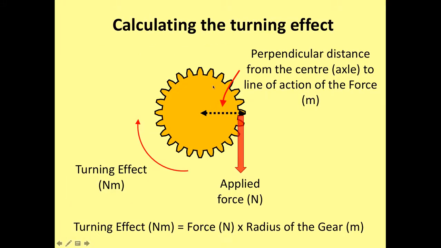Now the turning effect. Here we have an example of a gear, and the gear is either supplying a force here or having a force applied to it here, it doesn't matter. But the turning effect, of course, is the size of the force times the perpendicular distance of the line of action from the pivot. And the pivot, of course, is where the axle runs through. This is what the turning is happening around. So it is the size of the force times the radius of the gear. That's your turning effect for a gear formula.